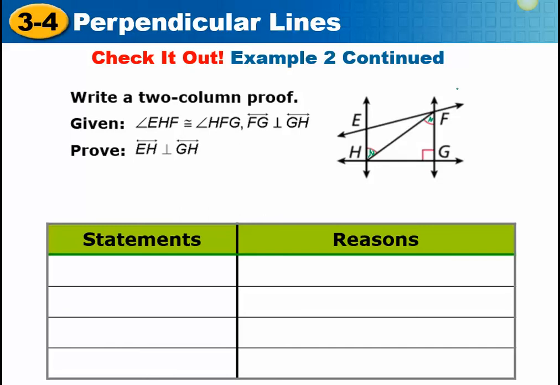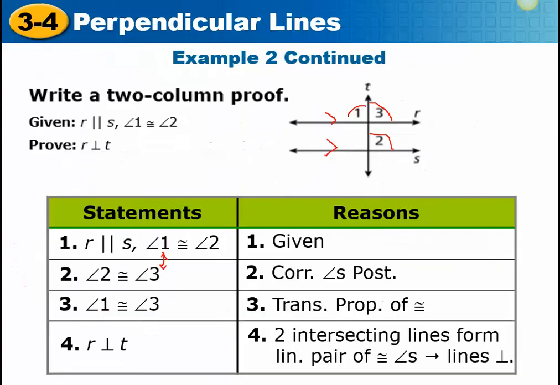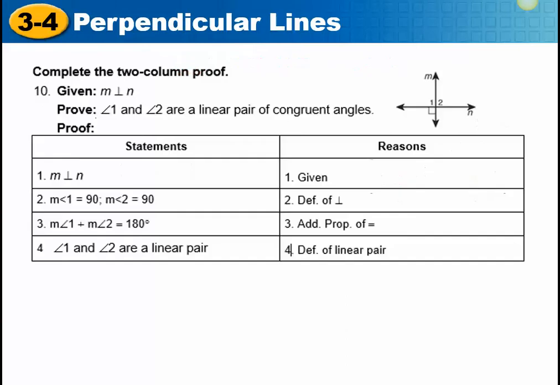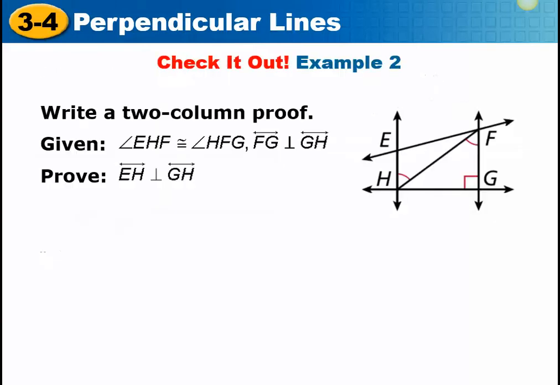We also know that FG is perpendicular to GH. That's why we have a right angle marked here. I guess it does not want me to use my pen.